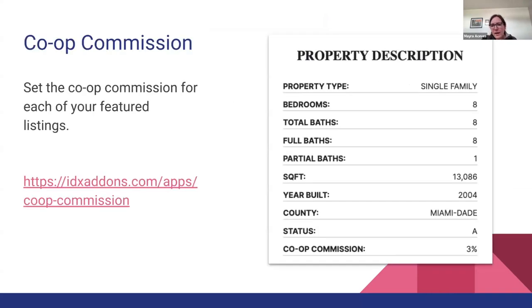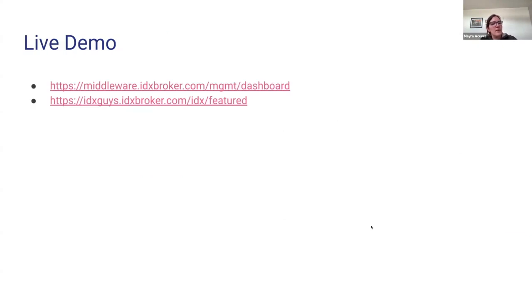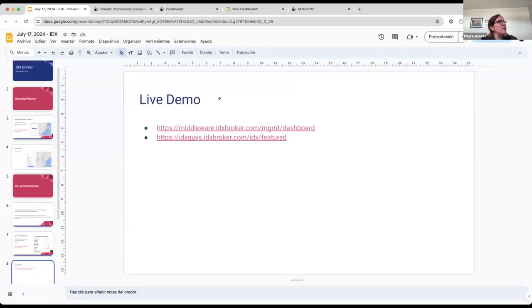So we created a new app inside IDX Add-ons where you can set up the commission for each of your featured listings. It's important to mention that this is only for your featured listings. And it's going to show, this is only an example, in a little section on your details pages. I'm going to show you an example. You can find the app on this URL. Let me show you how it's going to work.